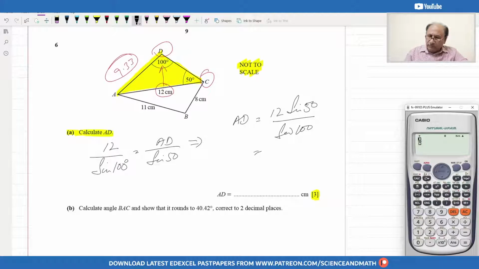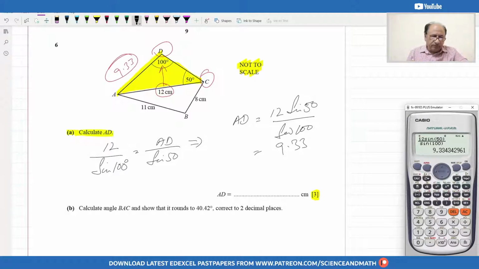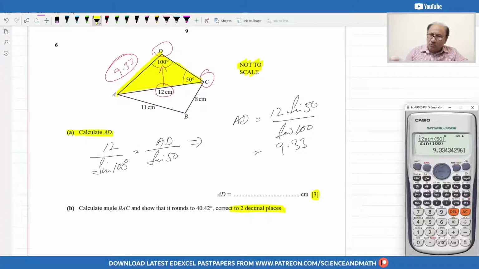So it will be 12 sine of 50 degrees. Your calculator should be in degree mode, and this will be divided by sine of 100, and this will give us the answer as 9.33. While writing the answer, I'm just explaining here that sometimes they are asking for the answer in some significant figures or some decimal places. If you see this next question, they're saying 2 decimal places, so you will have to take care of the decimal places or significant figures mentioned in the question, and accordingly your answer should follow those instructions.